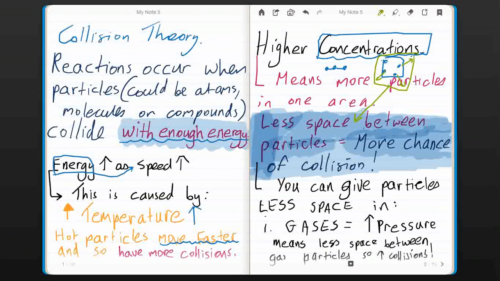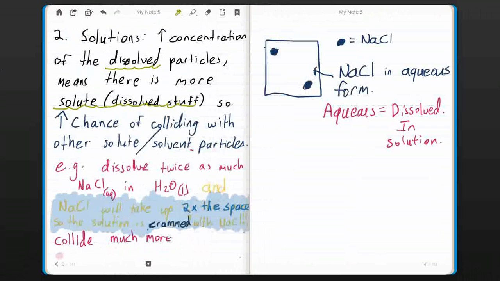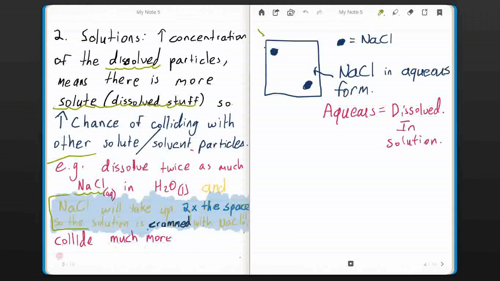Okay, so it's also the same with solutions because solutions are basically particles that are dissolved into a solvent. The solvent is the thing you dissolve the things into, and the solute is the dissolved stuff, so the dissolved particles. An example is if you dissolve twice as much sodium chloride into H2O, then you have twice as much space that's taken up by sodium chloride. You can imagine that if you look at this diagram.